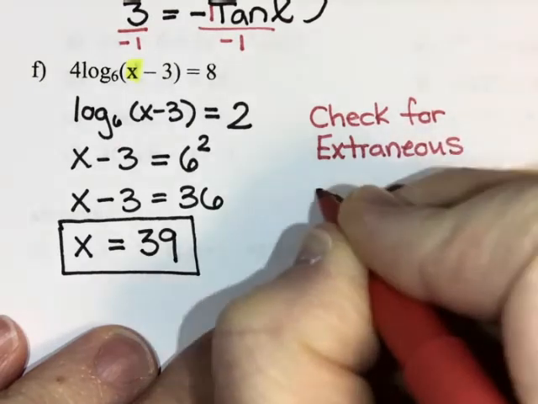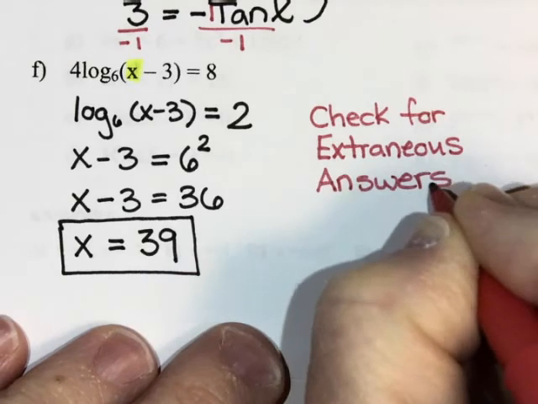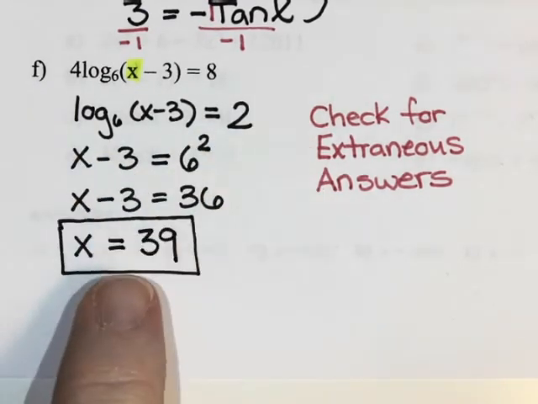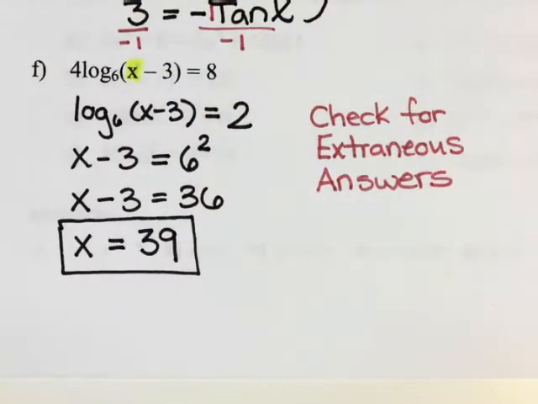Normally, I don't write it out all formally like this, but it's our note. So we're going to check for extraneous answers. Extraneous answers mean I solved the equation, I got a solution, but that solution, when I put it back into my equation, doesn't work in the log. What wouldn't work in the log? If the argument is either 0 or if the argument is a negative.